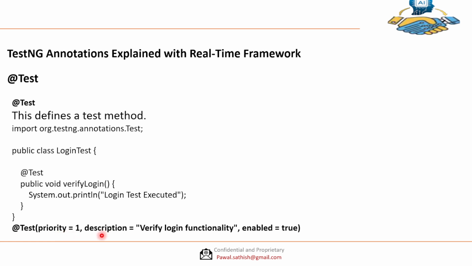We can also give the description separated by a comma, and we also give another parameter, enabled = true. When we mark enabled = true, it will execute. If we don't want to execute a specific test, then we mark enabled = false. Then when we are executing our suite, this test case will be ignored since we marked enabled = false.